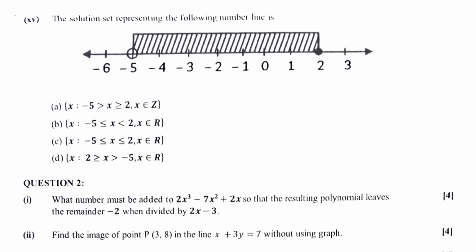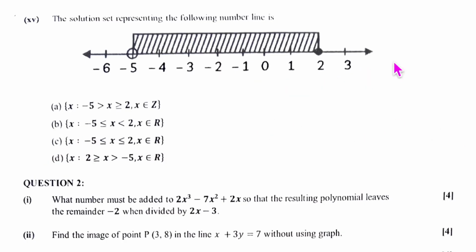This should be easy. Solution set representing the following number line. This is minus 5 less than, sorry, less than x. This is hollow, no? Yes, ma'am. So minus 5 less than x less than or equal to 2. And x belongs to real numbers within the brace brackets. Which one is it? Option D.